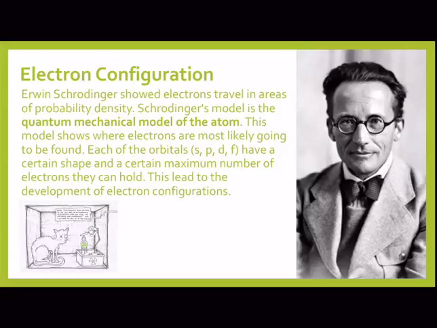So Schrödinger, you probably have heard of that name from Schrödinger's cat, but he showed that electrons travel in areas of probability density, and his model was the quantum mechanical model of the atom. So this showed where the electrons are most likely going to be found. Each of the orbitals, there's S, P, D, and F, they each have a certain shape and a certain number that they can hold. So S orbitals only hold 2. P orbitals can hold 6. So this model led to the development of electron configurations.